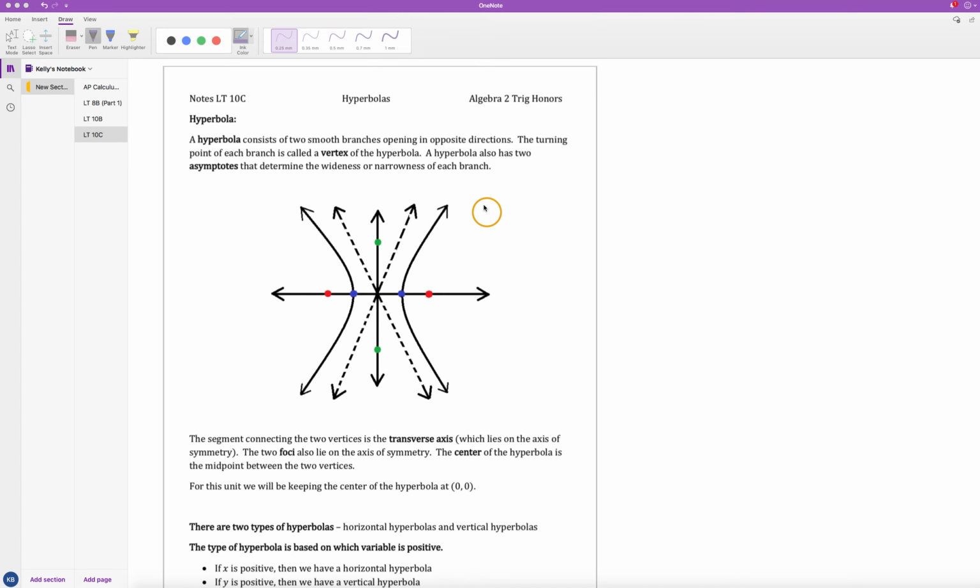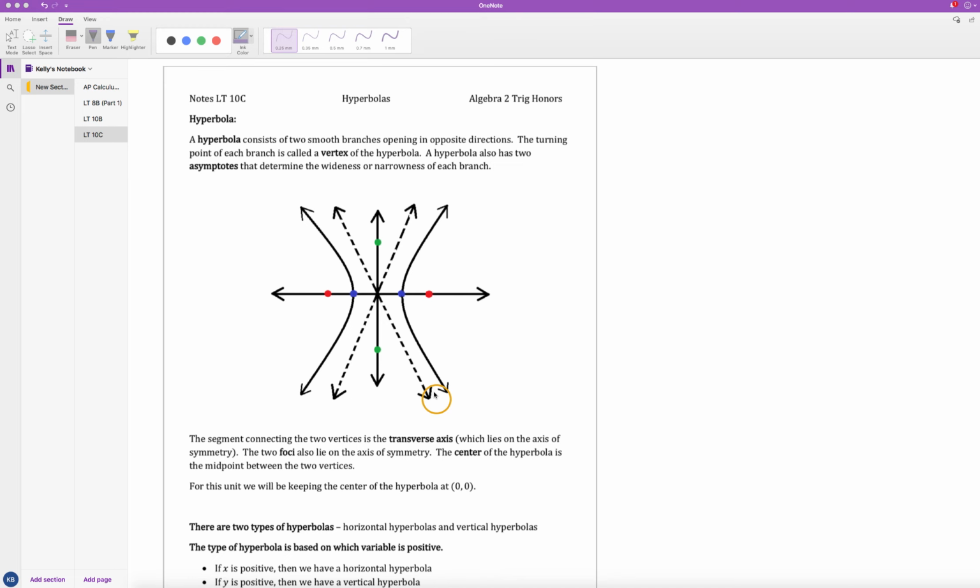The turning point of each of those branches is called the vertex. Here I have the vertices as the blue dots. The hyperbola also has two asymptotes, and those asymptotes determine how wide or how narrow each part of our hyperbola will be, but they are always going to be symmetrical. In our picture, I've got an asymptote with a positive slope and an asymptote with the same slope, but opposite, so it is negative. As those asymptotes change, our hyperbola is going to either widen out like it is in this example, or if the slope is not as steep, we could have a narrow hyperbola. We'll talk about how we can figure that out through different examples.